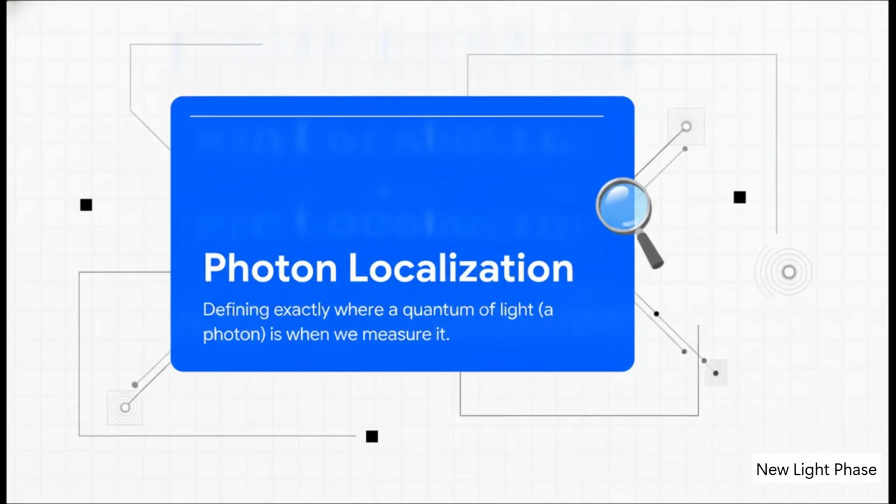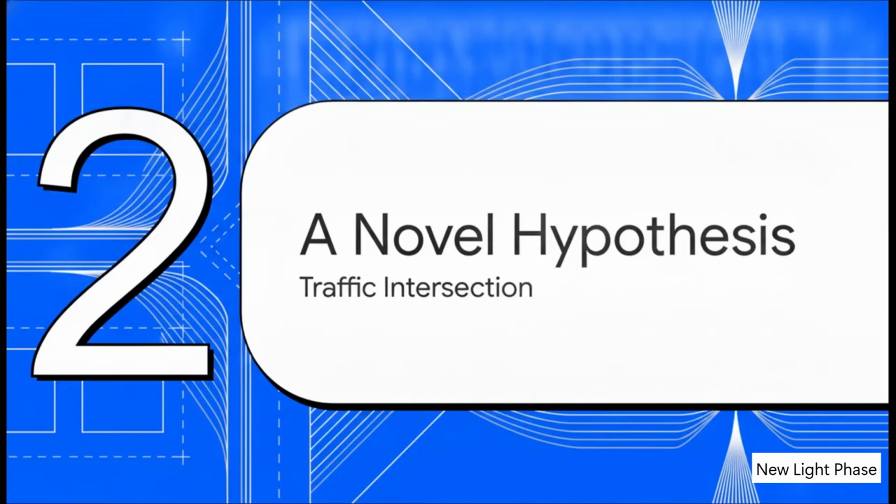Because standard physics still has some fuzziness around this specific localization problem, it leaves a door cracked open. It literally means there's room in our scientific understanding for undiscovered rules about how light behaves when it interacts with complex physical spaces.